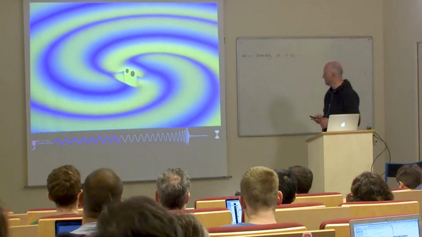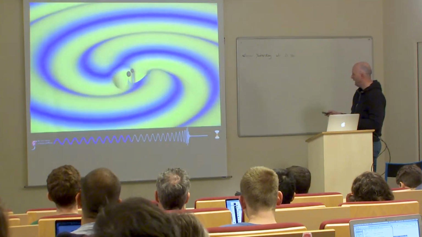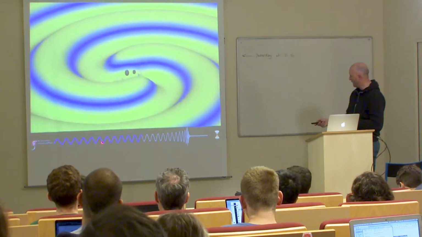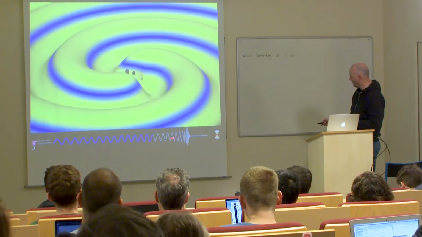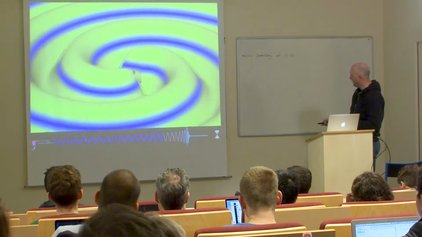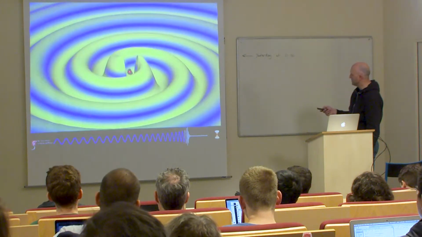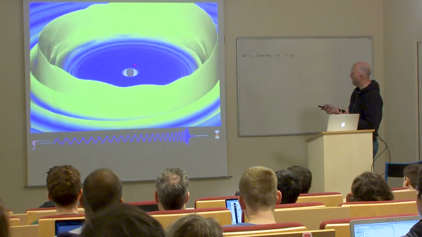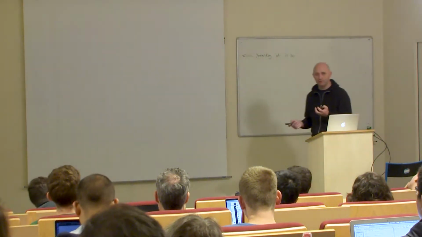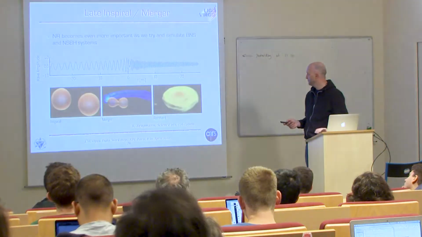So this is a nice simulation from the SXS group. Down here at the bottom, if you can see, we have the waveform as the two bodies spiral in. And here you can see the deformation of space-time around the two black holes. And it gets more and more intense until we have the final fusion and ring down.